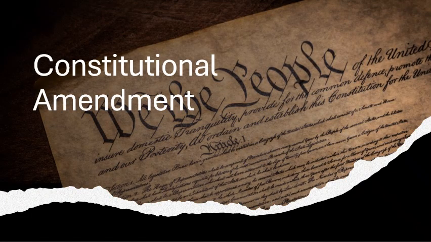So the Constitution can be amended in two steps. You have the proposal and the ratification. First, an amendment has to be proposed by a two-thirds vote in both the House and the Senate, or by a national convention called by two-thirds of the states. And then it has to be approved by three-fourths of the states to officially become part of the Constitution.